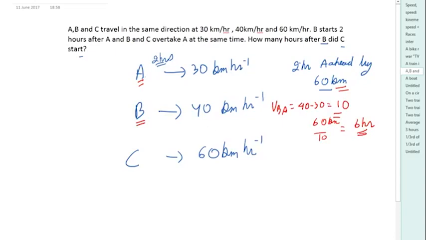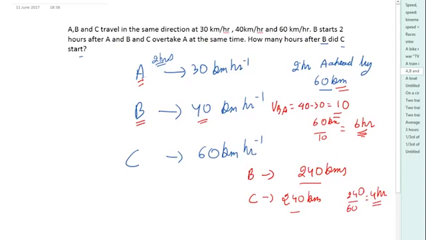Now, how much distance would B have traveled in 6 hours? In 6 hours, at its speed of 40, it has traveled 240 kilometers. So if C has to reach the same point, C also needs to travel 240 kilometers, for which it would take 4 hours. 240 by 60, 4 hours. So C needs to travel only 4 hours. B needs to travel 6 hours. So C can start 2 hours after B. B plus 2. Right?